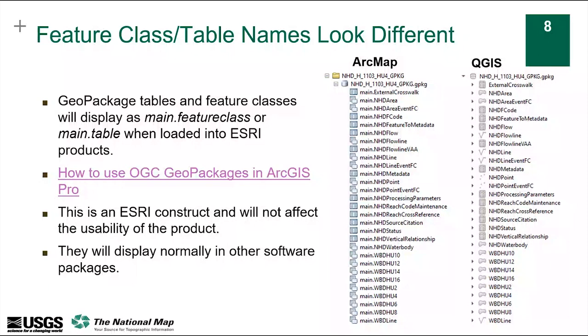The graphic on the left displays the GeoPackage product when loaded into ArcCatalog. As you can see, the word main is appended onto all feature class and table names. This will not affect the functionality of the product. In QGIS, the GeoPackage product displays as expected with no additional characters appended onto the feature class or table name.